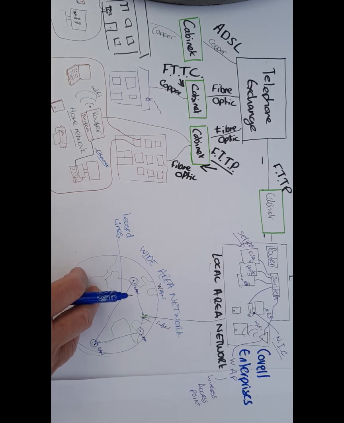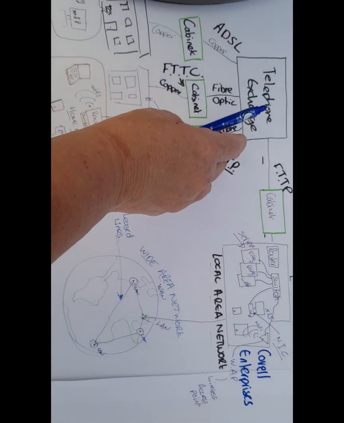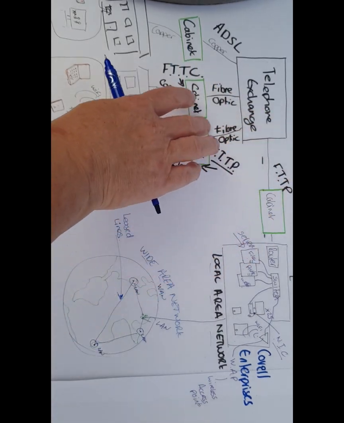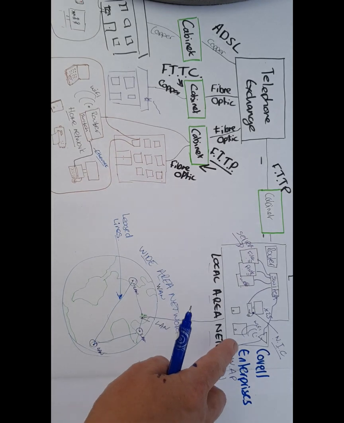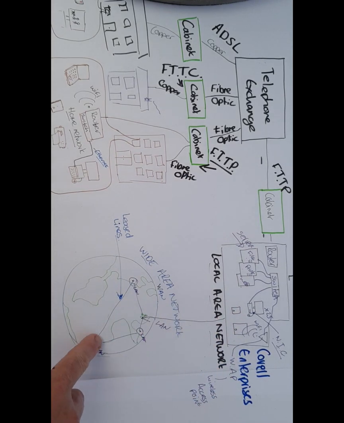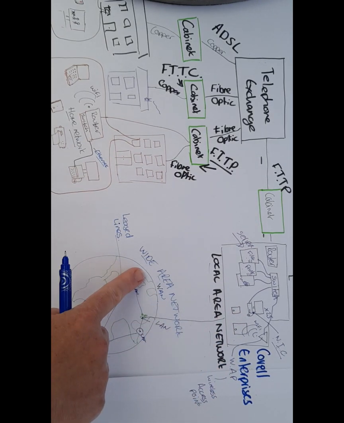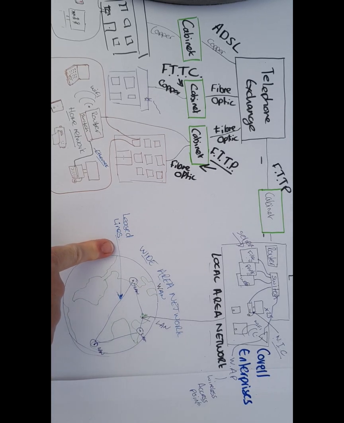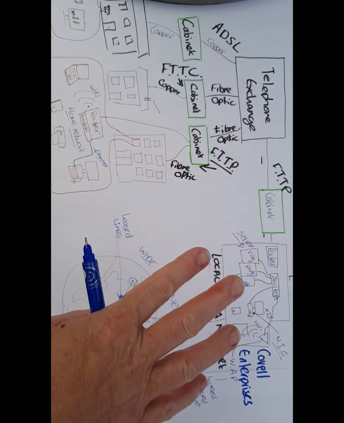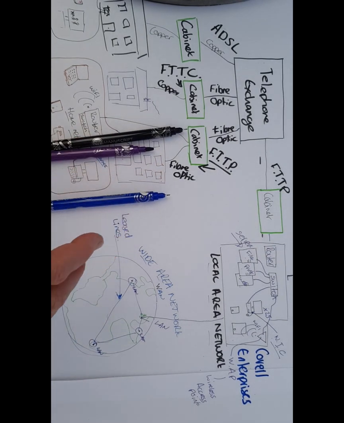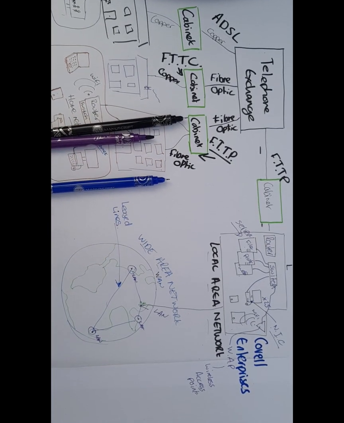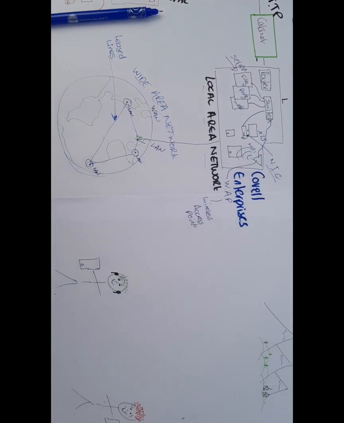Okay, so now we've got the idea of a telephone exchange with our fibre or copper delivering us our broadband. We've now got the idea that we can connect up local area networks in a wide area network using leased lines. So we're talking about all sorts of different communication types. I'm going to move us over this way a little bit. This will work. Here we go.